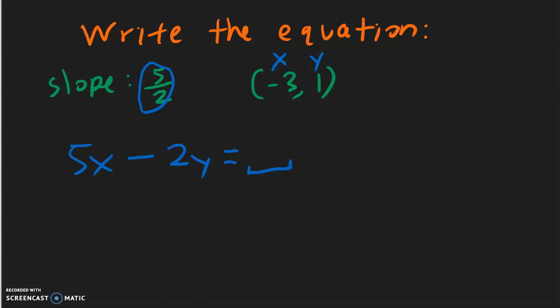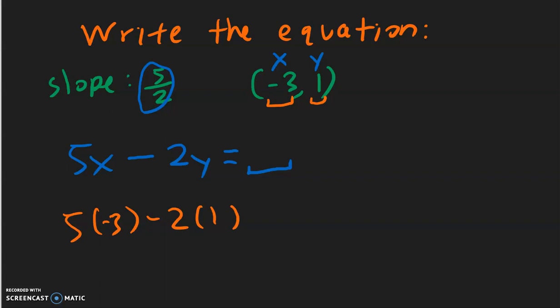And so all we need to do now is fill in the blank. So how do we know what that number is going to be equal to? Well, let's plug the point into this equation. So we have 5 times x, so x is right here, negative 3. 5 times negative 3 minus 2 times y, which is 1. And let's see what this is equal to.